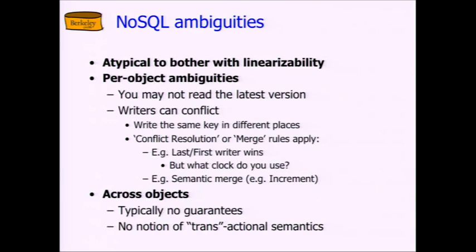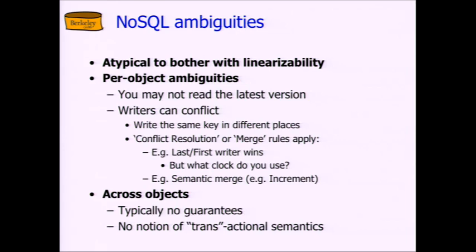And so you get weird stuff when you read things. You may not read the latest version. And also, writers can conflict. So they write the same key in 2 different places, different values for the same key. And then they have these weird conflict resolution or merge rules, popular ones being things like last writer wins. Or maybe first writer wins because it was immutable. All right? But then there's a question like, well, who's setting these timestamps? What clock are we using? Do we really trust their clock? Clocks get out of sync. There's no such thing as a global clock in distributed systems. So that's complicated.